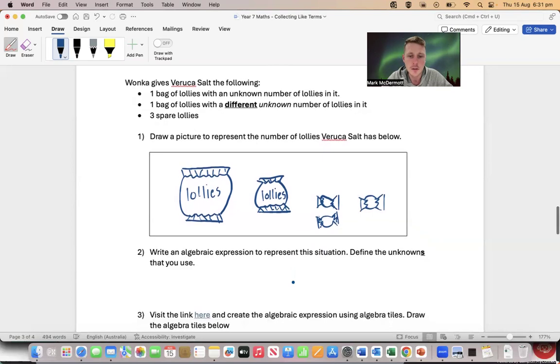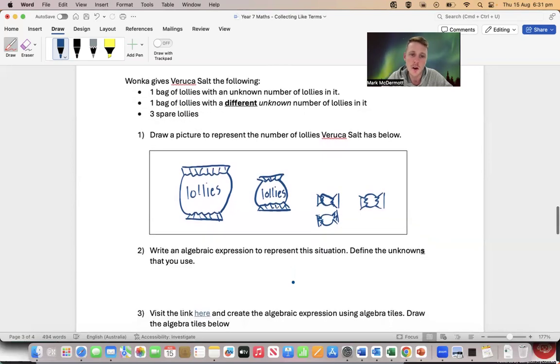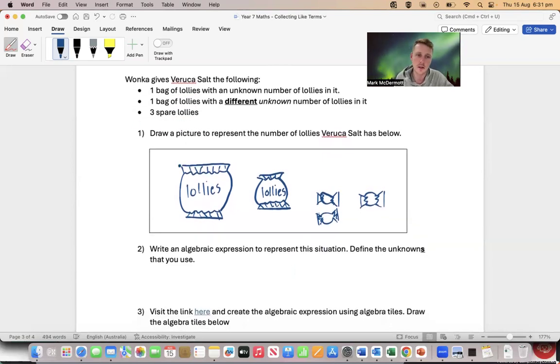All right, write an algebraic expression to represent this situation. Define the unknowns that you use. Okay, we're going to say that for this bag of lollies here, the unknown number of lollies in it is x. And we're going to say for this one here, the unknown number of lollies is y. We can use any letters we like. And then we've got these 3 spare lollies.